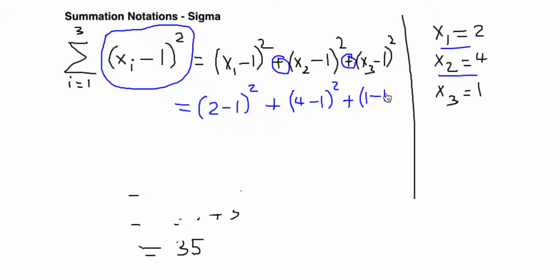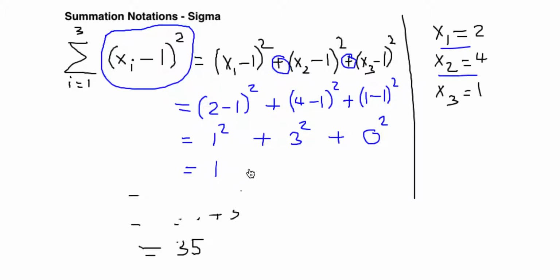1 minus 1 squared. Again, the sum is done last, and when it comes to order of operations, we'll do parentheses first, then exponents, and then we'll add. So 2 minus 1 is 1, and then we'll square it, and then plus, again inside the parentheses, 4 minus 1 is 3, and then we'll square it. And then the last term, 1 minus 1 is 0, and we'll square it. Still, we can't do addition; we have to do exponents first. Even though this example is about the sigma notation, we still have to follow the standard order of operations.